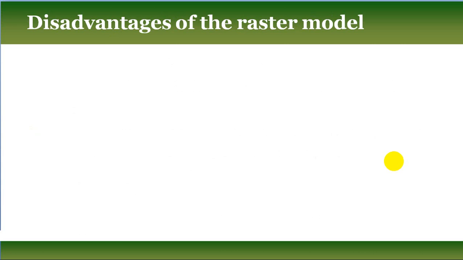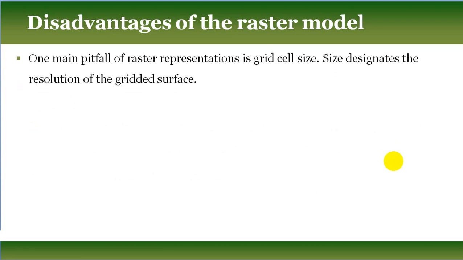Now I will present some of the disadvantages of the raster data model. One main pitfall of raster representation is grid cell size. So that means in your raster, what is the cell size? That is the one major disadvantage. Size designates the resolution of the gridded surface. Some rasters may have a large grid size, some may have a small grid size.